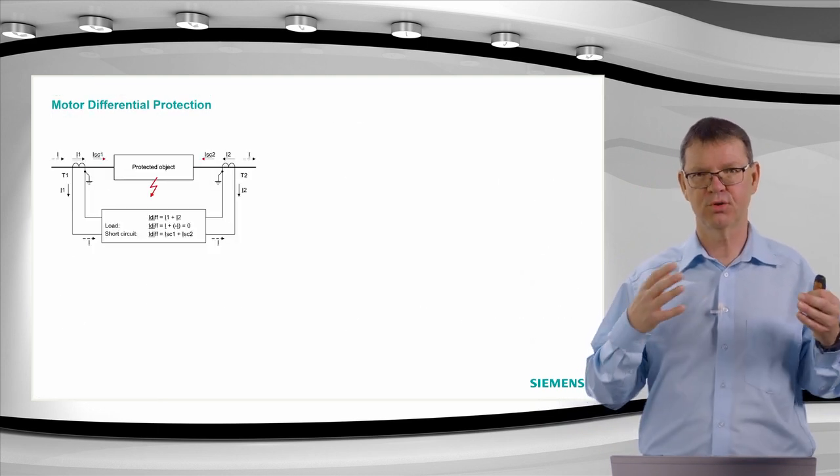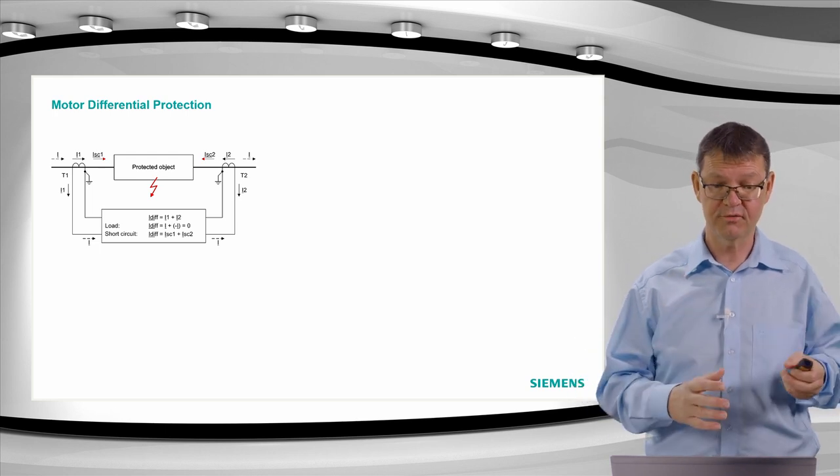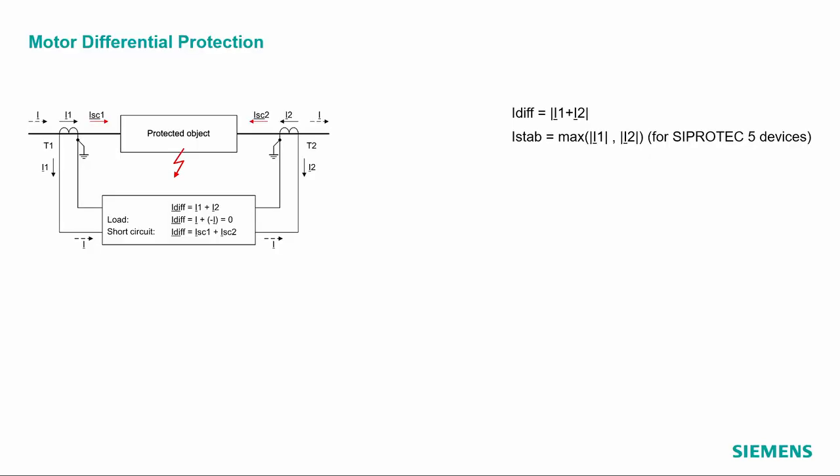Good. Let's have a short look at our motor differential protection function in our ZProtect 5 relays. First of all, we calculate the stabilizing current as you see it here on the slide. So I take the maximum current of all sides of all current transformers and not the sum as we did this in ZProtect 4, ZProtect 3 and others.